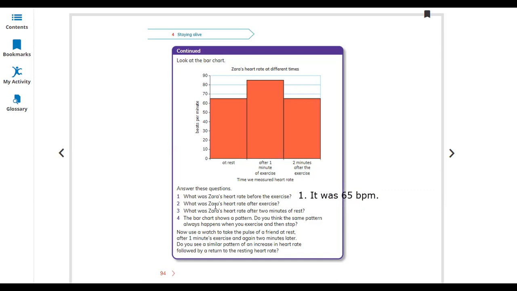What was Zara's heart rate after exercise? After 1 minute of exercise, it increased to 85. It was 85 beats per minute.